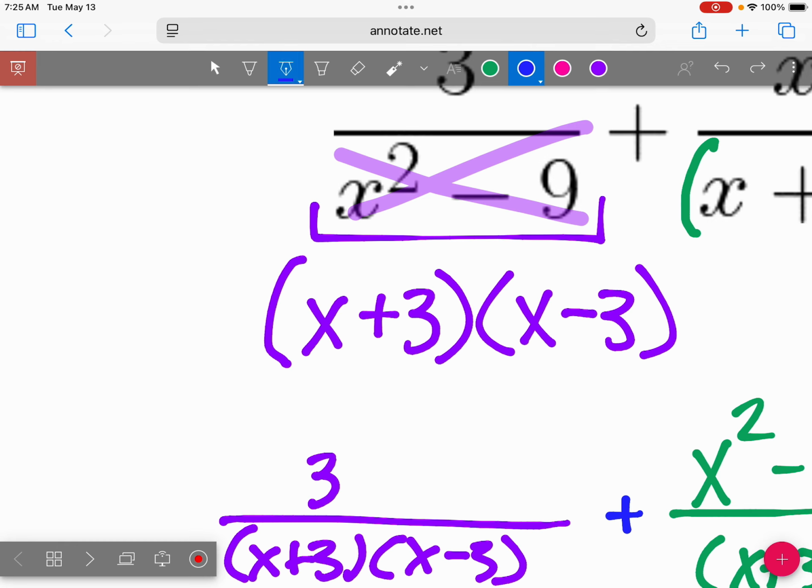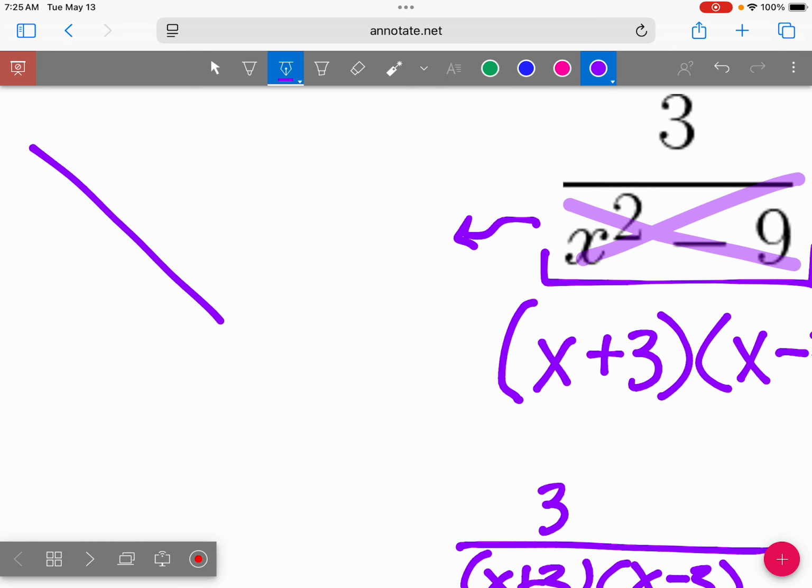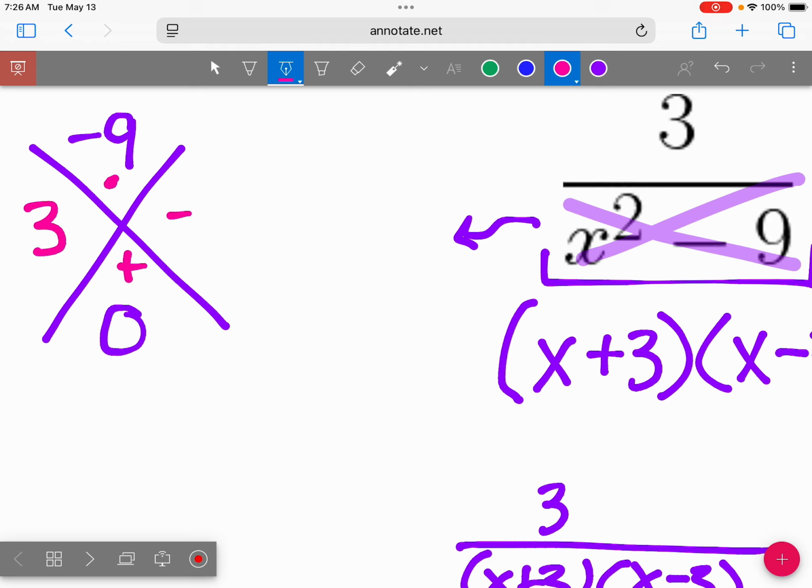But if you don't notice that, or if you don't see that, you can absolutely still do this with our, well, a times c, 1 times -9 is -9. My b, I don't have any of them there. We've got 0. So multiplies to make -9 and adds to make 0 would be +3 and -3, which will give you the exact same pieces.